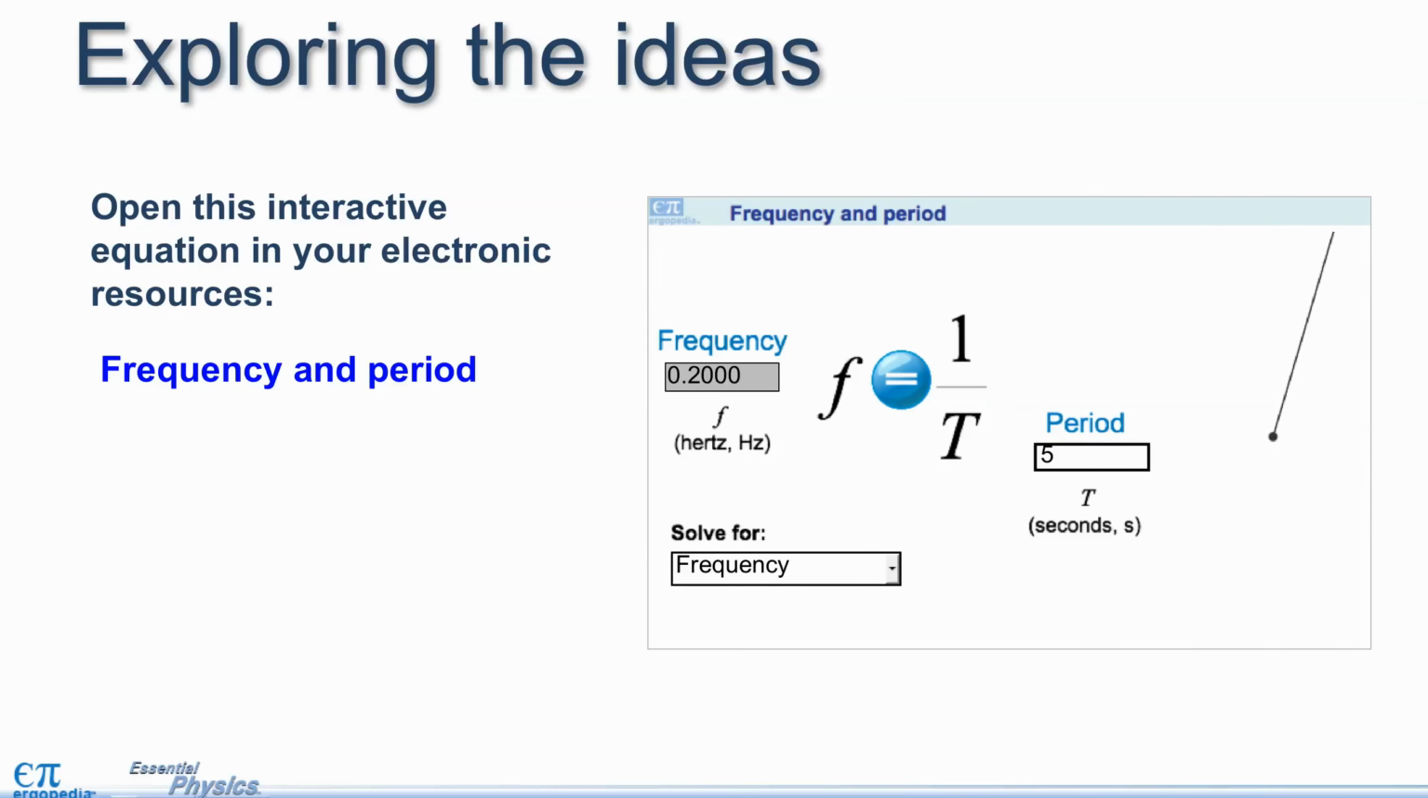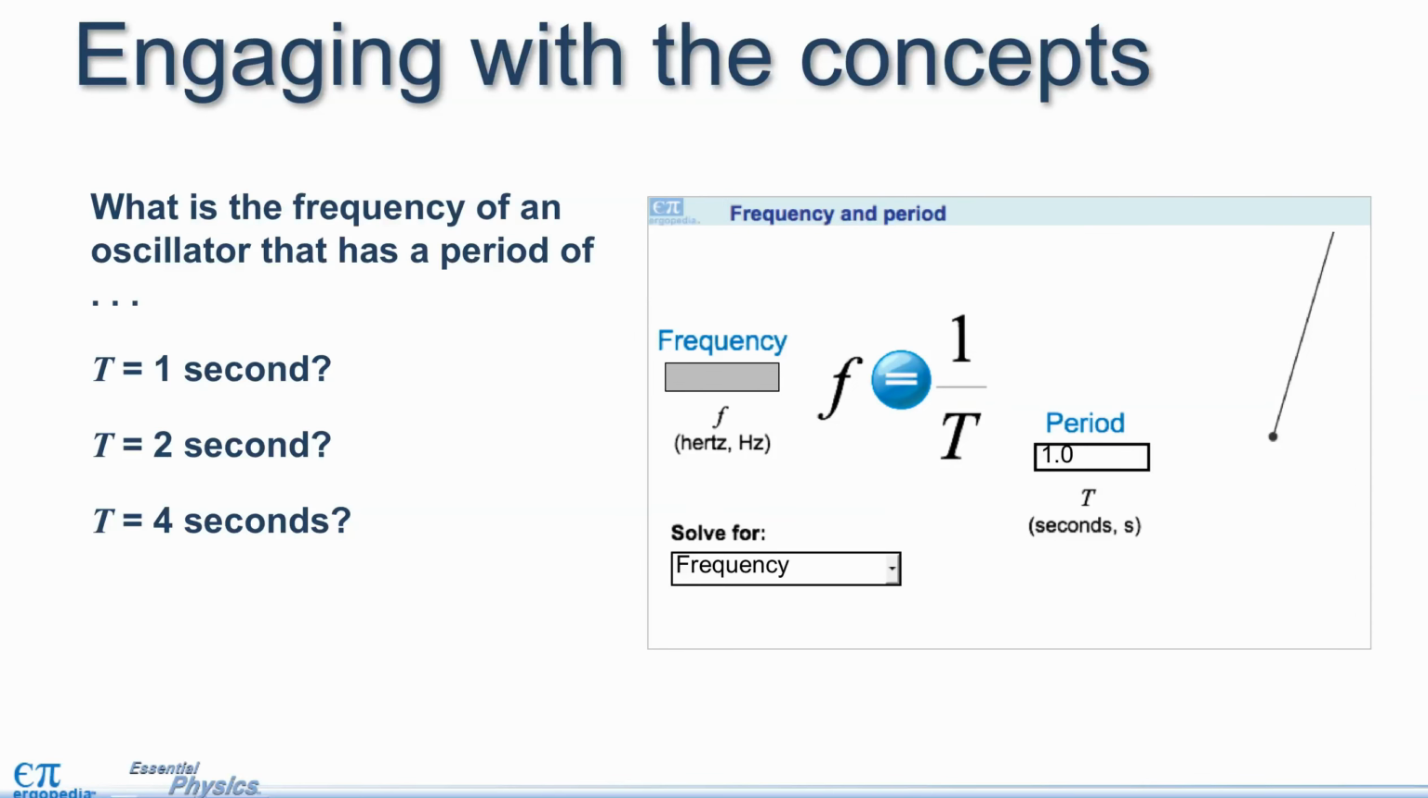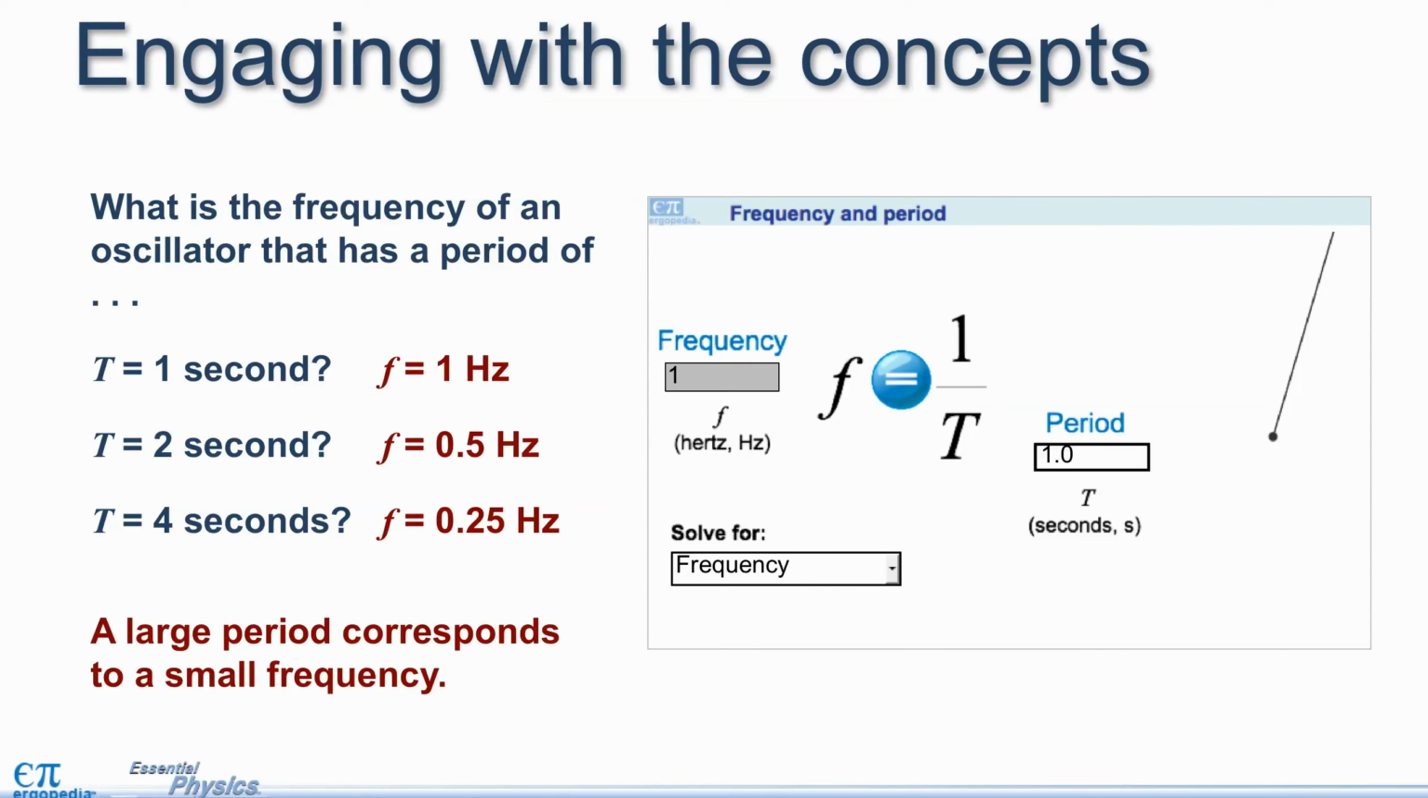There's an interactive equation, and I'll provide these electronic resources here. This one is very, very simple, but I think it's still worth playing around with it so that you can get a sense for how this works. You can try out what is the frequency of an oscillator that has a period of 1 second, or 2 seconds, or 4 seconds, and I really want to make sure that you know how to calculate those kinds of things. Simply putting 1 second for T into your formula, you'll get 1/1, or 1 hertz.